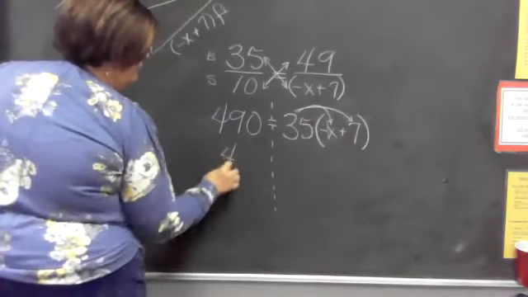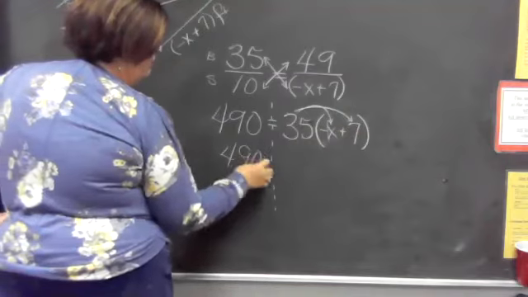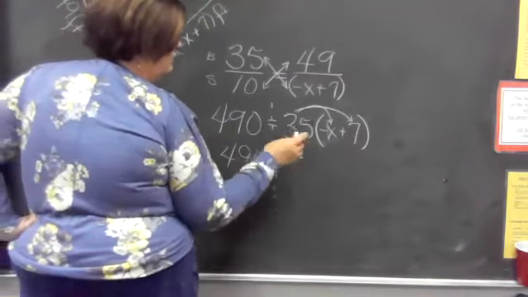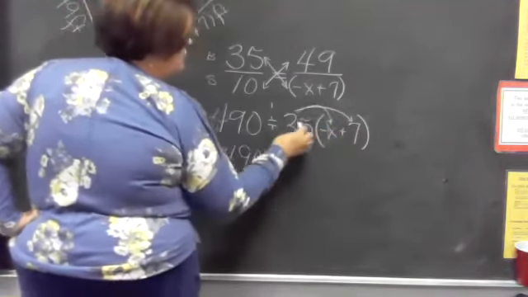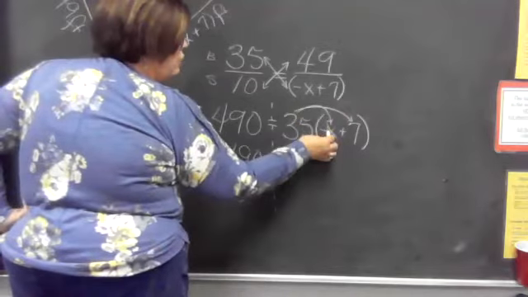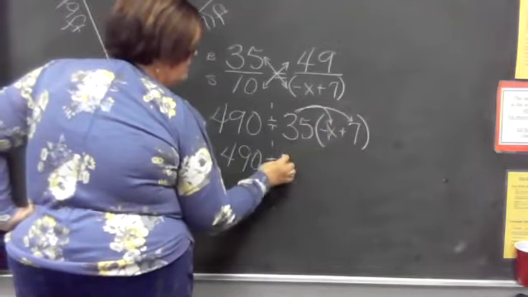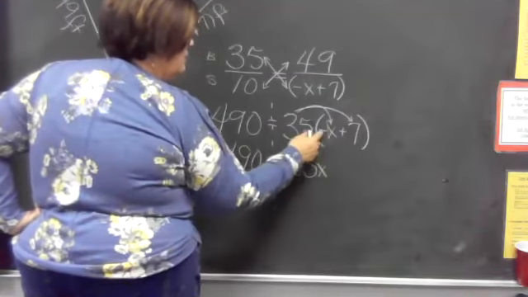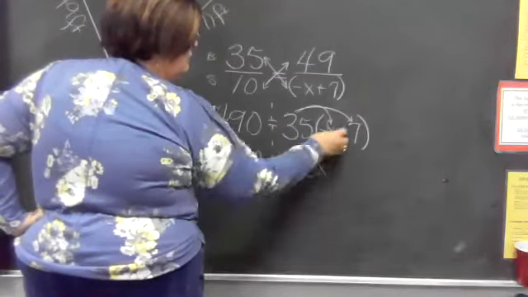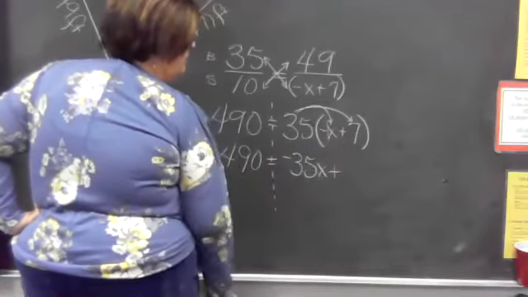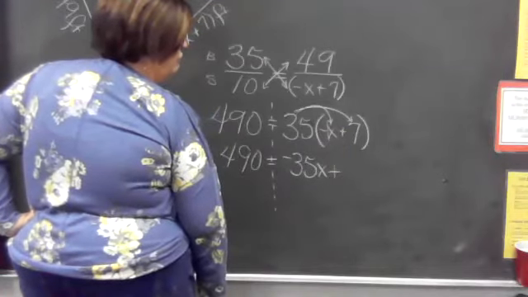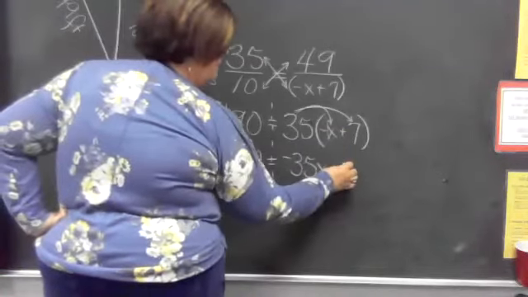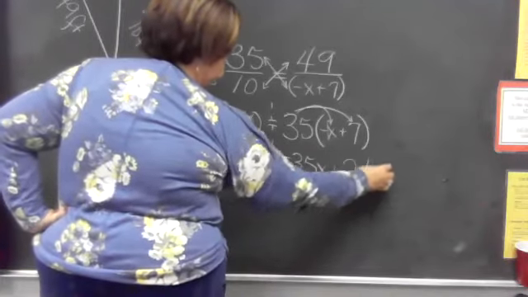So now I have 490. If you have a calculator, I don't have mine out, go ahead and do 35 times 7 for me. 35 times negative 1 is negative 35 X, because the negative 1 is with the X. Then plus 245. It should be about 245, is it? Yes, 245.